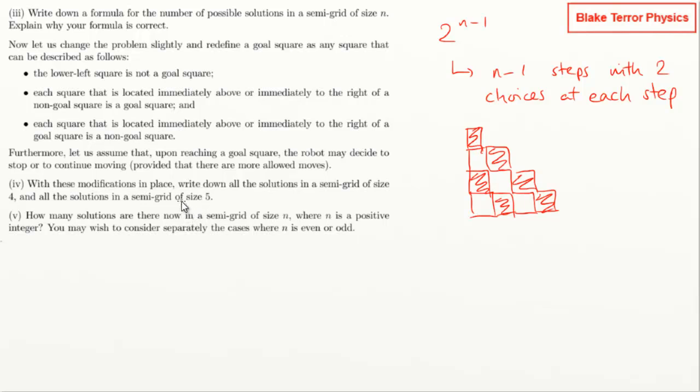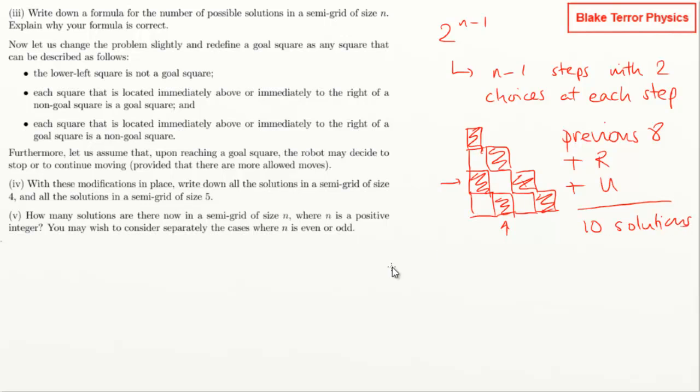Furthermore, let us assume that upon reaching a goal square, the robot may decide to stop or to continue moving, providing there are more allowed moves. Right, so you could stop at one of these intermediate goals or carry on to one of the next lot. With these modifications in place, write down all the solutions in a semi-grid of size 4 and all the solutions in a semi-grid of size 5. So this is size 4, where we know the options for getting to the end. So they were the 8 that we wrote down, but now we've got 2 more. So we've got the previous 8 plus we could just do an R and we could do a U. So we've now got 10 solutions for that one.